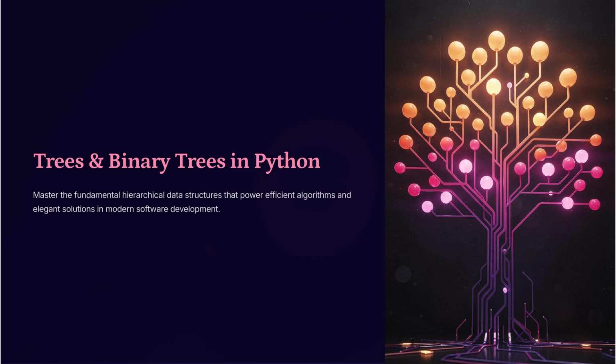Trees are hierarchical data structures with nodes connected by edges. Each tree has a root node, branches, and leaves. Binary trees, a subset, have nodes with up to 2 children, optimizing search and sort operations. Understanding these structures is crucial for efficient algorithm design and implementation in software development.